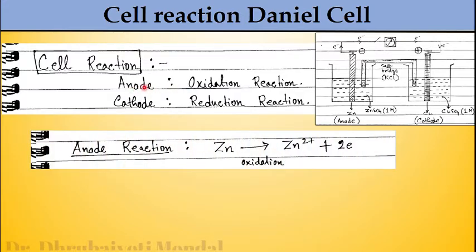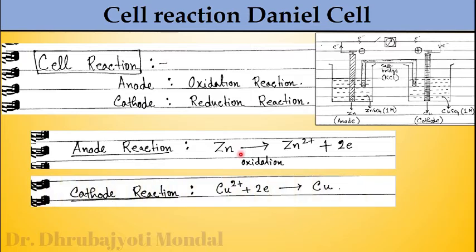As I told you, in anode oxidation takes place. So here you can see zinc gets oxidized to Zn2 plus and loses 2 electrons. So here the oxidation number of zinc increases from 0 to plus 2. That's why this is an oxidation process. And in cathode, reduction occurs. That's why here you can see copper 2 plus takes 2 electrons and converts to copper. So here the oxidation number of copper decreases from plus 2 to 0. That's why it is called reduction process. So always remember, at anode oxidation reaction happens and at cathode reduction reaction happens.